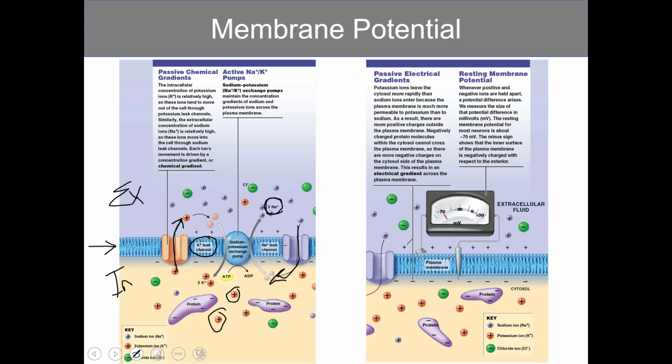If this system were allowed to reach equilibrium, we would have equal numbers of sodium outside of the cell compared to in, and equal numbers of potassium inside of the cell compared to out. The mechanism that maintains this distribution, where most sodium are outside of the cell and most of your potassium ions are inside of the cell, is due to the sodium-potassium exchange pump.